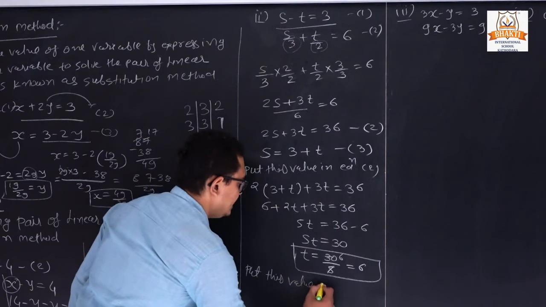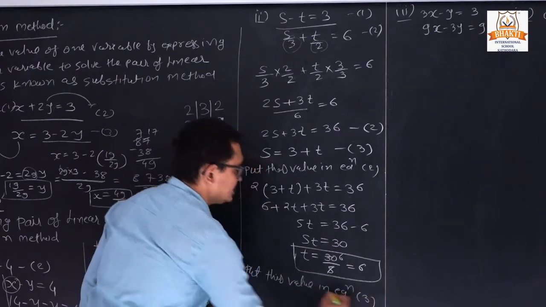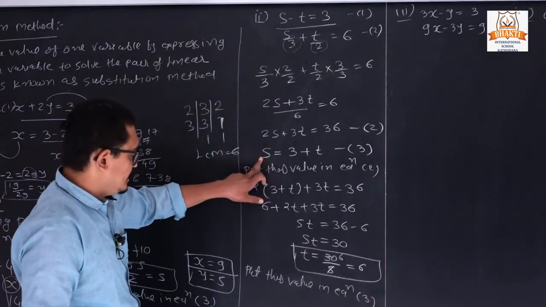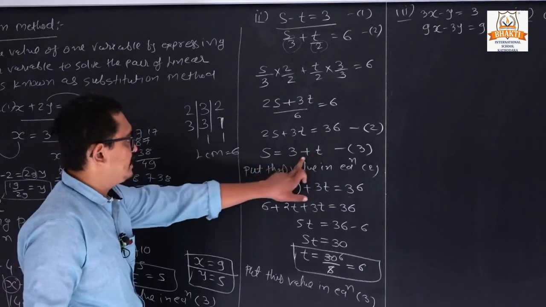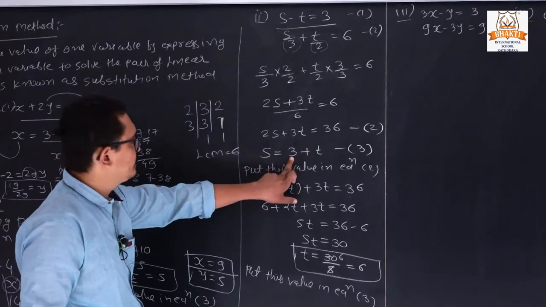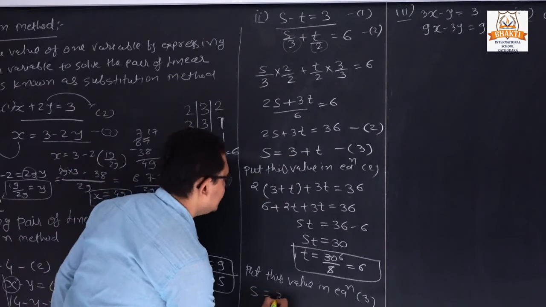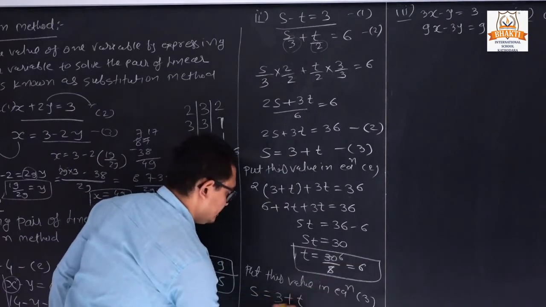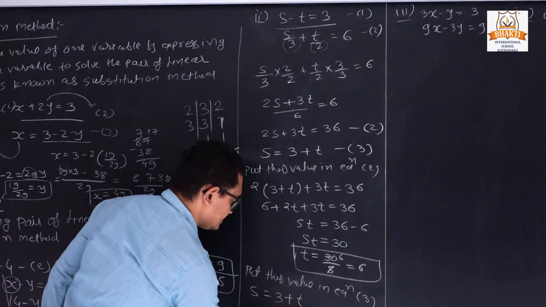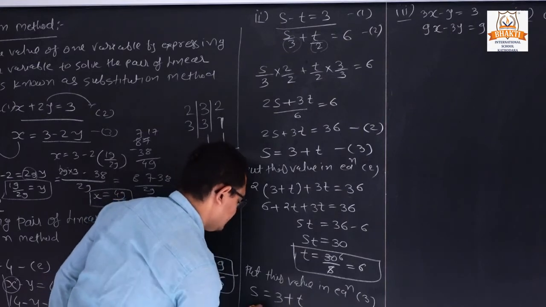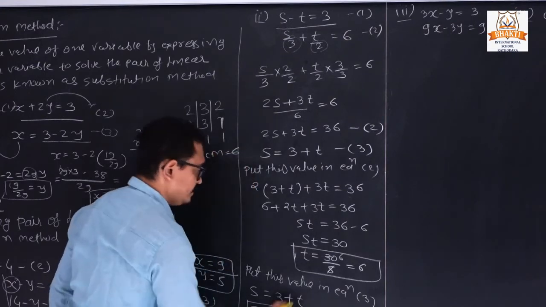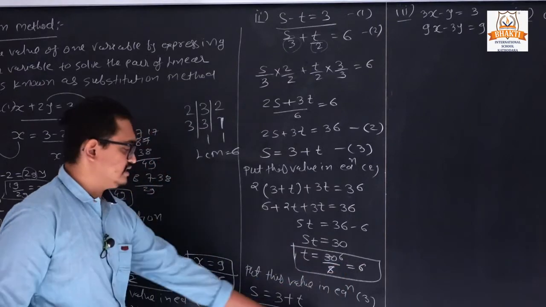Now put this value in equation number 3, because here we have a value of t, so we can also find the value of s. So s is equal to 3 plus, what is the value of t? It is 6. So 6 plus 3, it is 9. So what is our solution? t is equal to 6 and s is equal to 9.